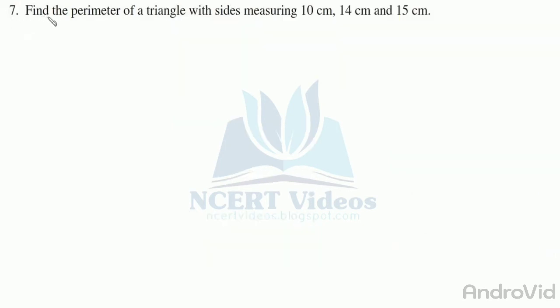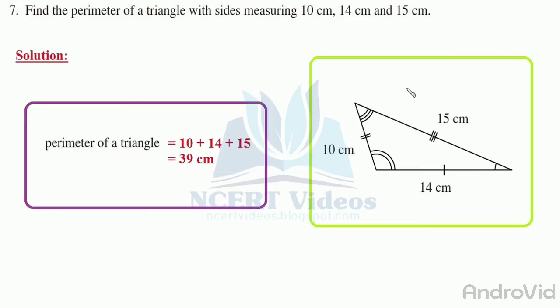Now 7th part. Find the perimeter of a triangle with sides measuring 10 centimeter, 14 centimeter and 15 centimeter. So this is the required triangle and the sides are this. This is an obtuse triangle. So 10, 14 and 15 centimeter. Now we will add them in order to get the perimeter.